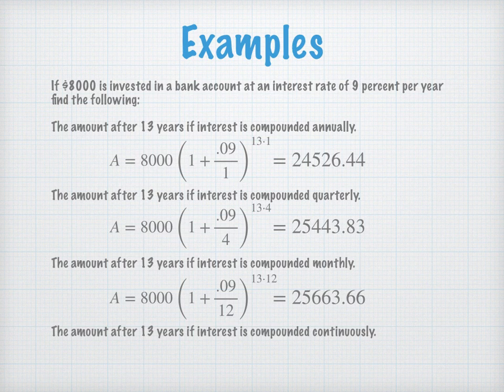Now, when we talk about compounding continuously for our next part, we need our different formula. We need the formula A equals P times e raised to the rt. Our principal is still 8,000, our rate is still 0.09, and our time frame is still 13 years. Plugging this into our calculator, we should get $25,775.94.